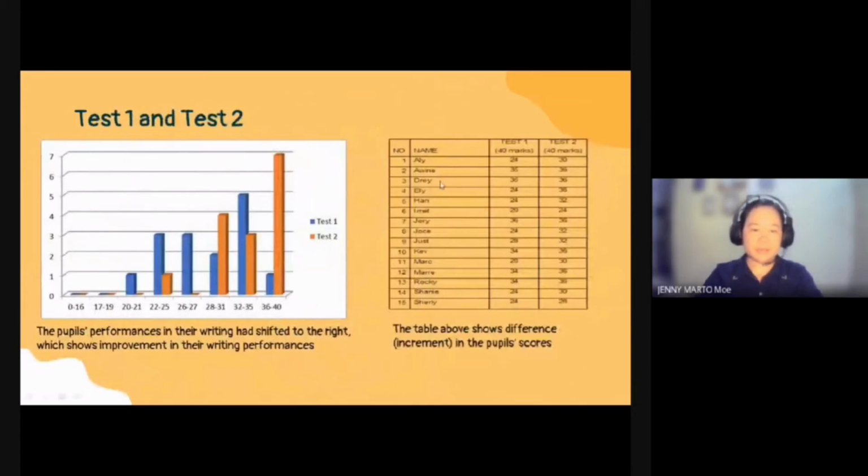All right, I think it will be clearer if we see this graph, test 1 and test 2. From here, I can conclude that the pupils' performances in their writing had shifted to the right, which shows improvement in their writing performances. And you can see their scores in test 1 and test 2 show a difference, or increment, in the pupils' scores.